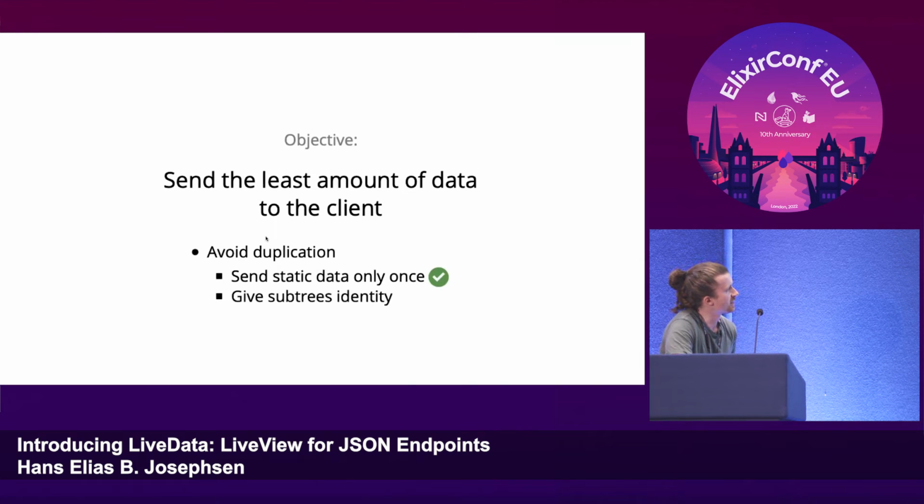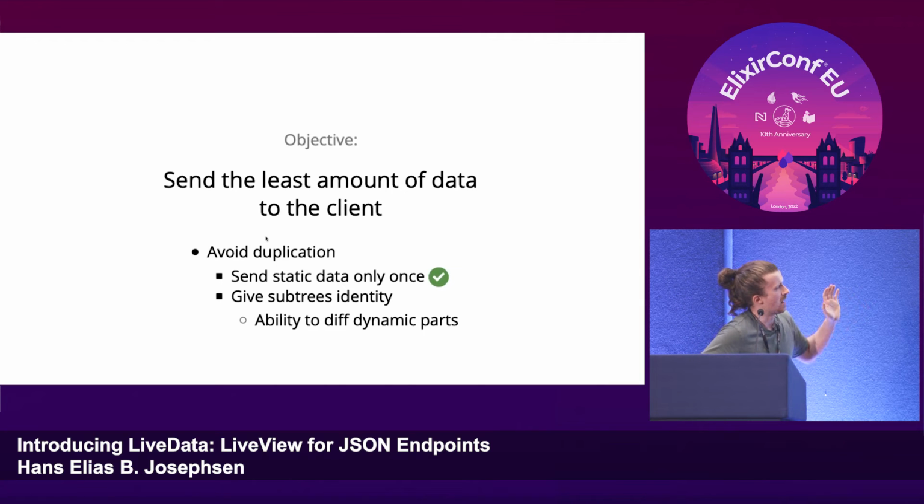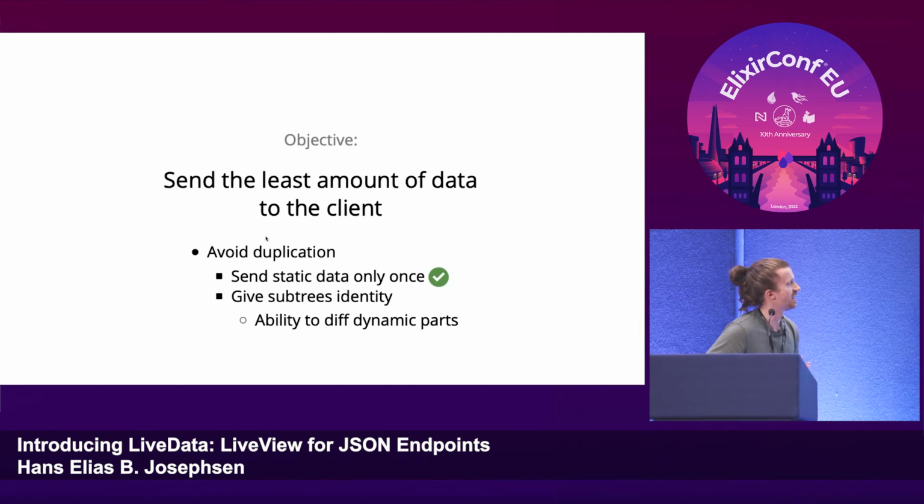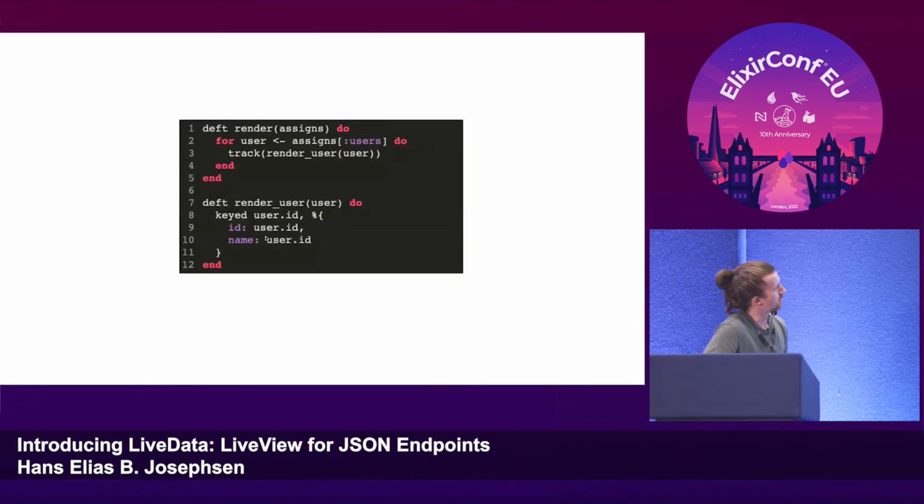So what this accomplishes is it gives the subtrees in our data structure an identity, which then gives us a much easier time when we want to diff the dynamic parts of the data structure. So another check mark. This is just a small aside, but you can have a deft calling another deft recursively or however you want. You just need to mark that this is calling another deft.